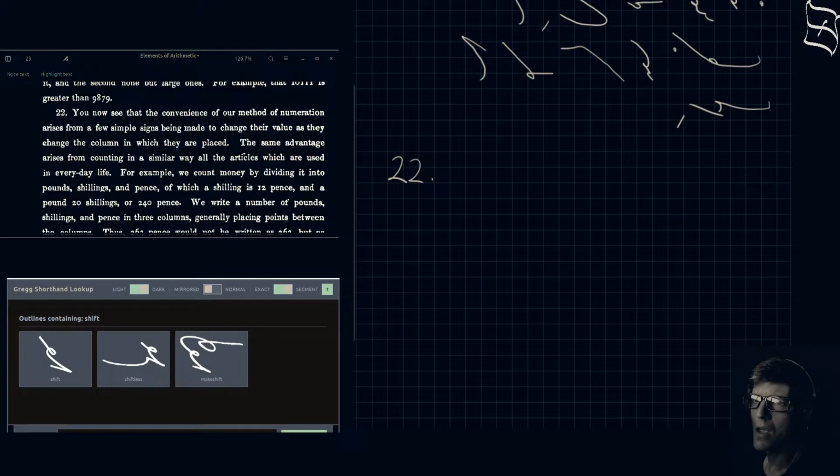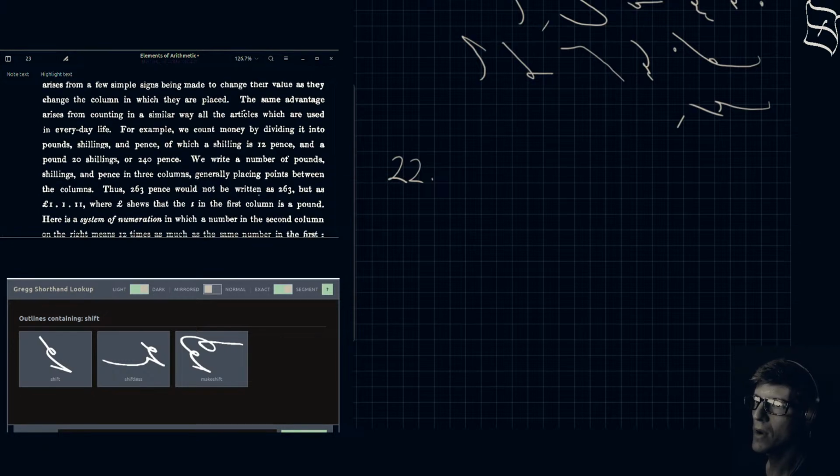22. You now see that the convenience of our method of numeration arises from a few simple signs being made to change their value as they change the column in which they are placed. The same advantage arises from counting in a similar way all the articles which are used in everyday life. For example, we count money by dividing it into pounds, shillings, and pence, of which a shilling is 12 pence and a pound 20 shillings or 240 pence.